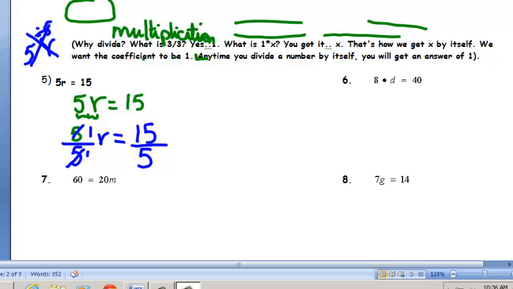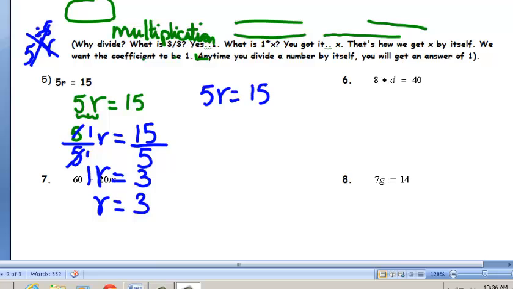Now we have 1, 1, so 1r equals 3. Or you can just say r equals 3, that's the same. Let's go back and check the answer.